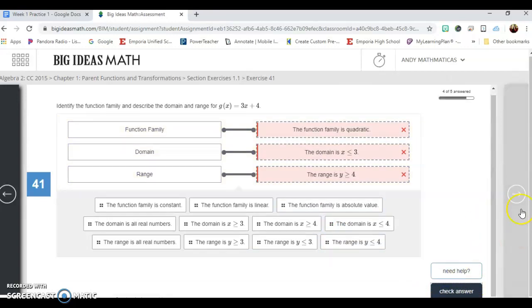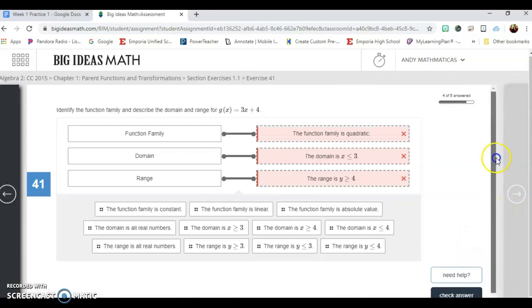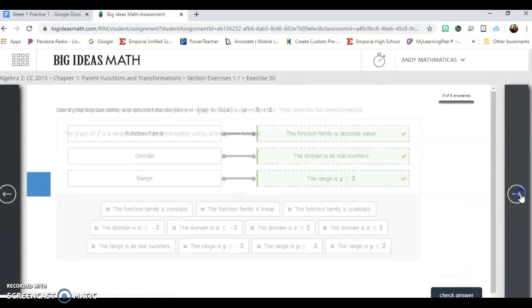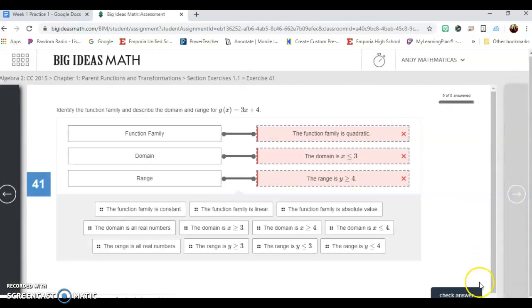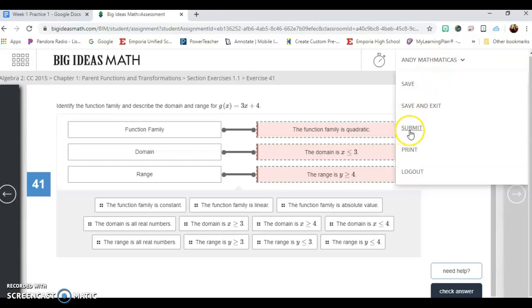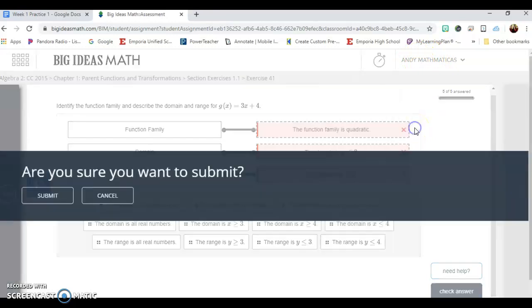Then, once I've moved on, maybe I did not answer one of the questions, so it will not let me move on. There we go. I've answered 5 out of 5. I hit check answers, and then I should be able to go right here to where your name is, so where I have Andy Mathematicus. I'm going to go down here and I'm going to click submit.